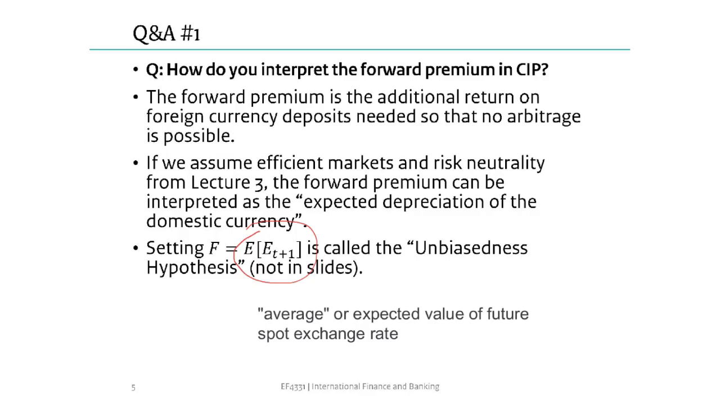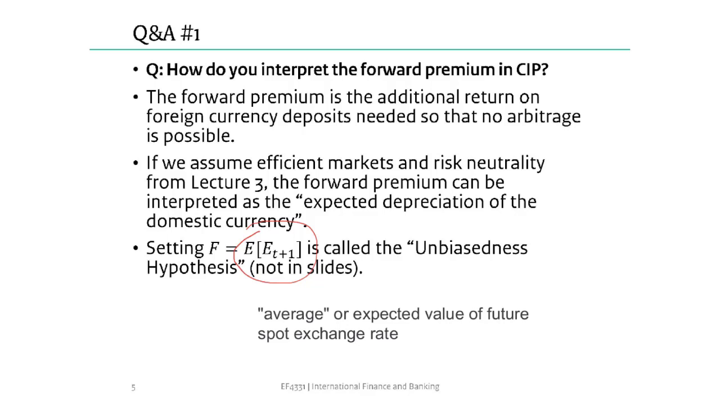So I think these questions are just conceptual questions. Somebody asked me, how do you interpret forward premium in CIP? Again, the forward premium is just the (F minus E) over E term. So if you look here, this F over E, of course, you can expand this to 1 plus (F minus E) over E.